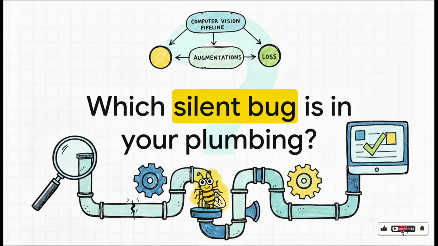We've definitely covered a lot of ground today in this explainer, from the hidden dangers of the Softmax Trap to the absolute necessity of rigorous evaluation. Mastering this unglamorous plumbing, the dataset loops, the augmentations, the proper loss calculations, is hands down the single most transferable skill in all of computer vision. So as you go back to your code editor today, I want to leave you with this final provocative question. Which silent bug is living in your plumbing right now?